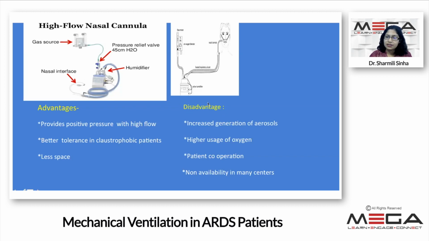But again, the disadvantage is an increased chance of generation of aerosols and higher usage of oxygen. This was actually a point during the second pandemic, where few of the major cities in India had a shortage of oxygen cylinders because hospital admission rate was higher in the second wave, and it was felt that actually HFNCs are consuming more oxygen. I mean, that remains a point of debate.